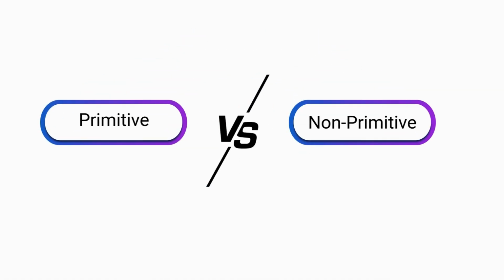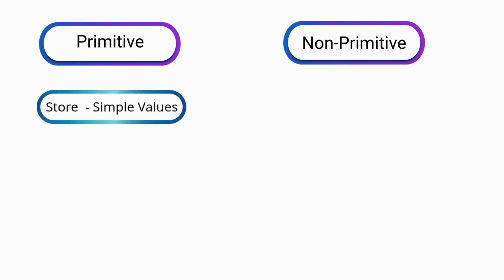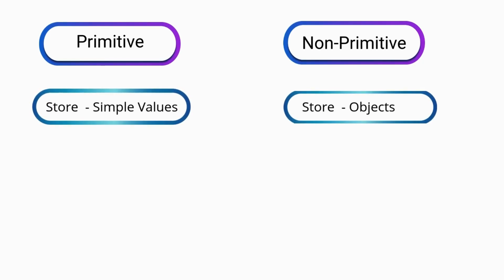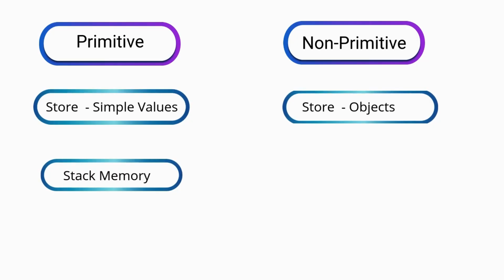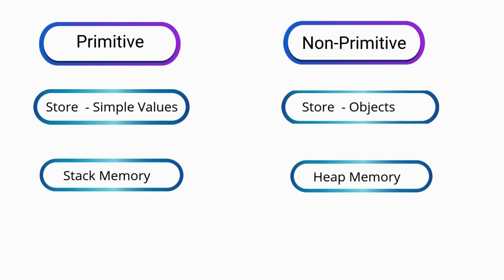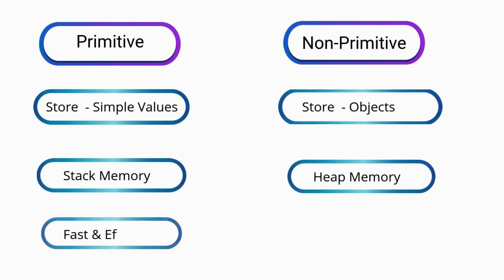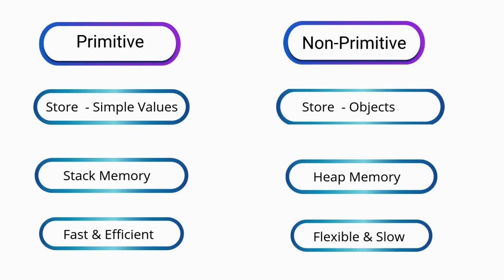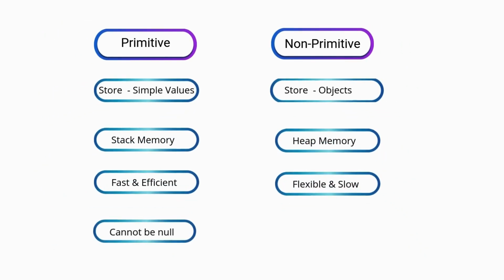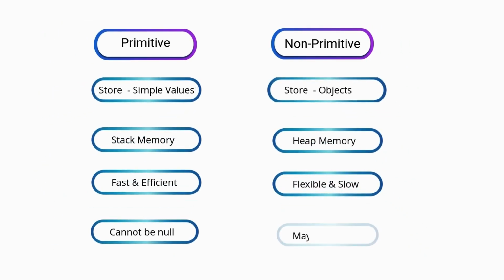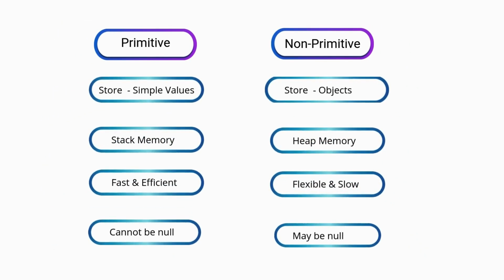Key differences between primitive and non-primitive data types: primitive data types store simple values, non-primitive data types store objects. Memory usage: primitive data types are stored in the stack, non-primitive data types are stored in the heap. Operations: primitive data type operations are very fast and efficient, but non-primitive data types are more flexible, though slower. Null values: primitive data types cannot be null. Non-primitive data types can be null.